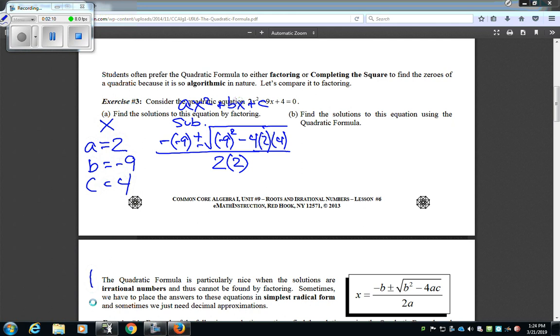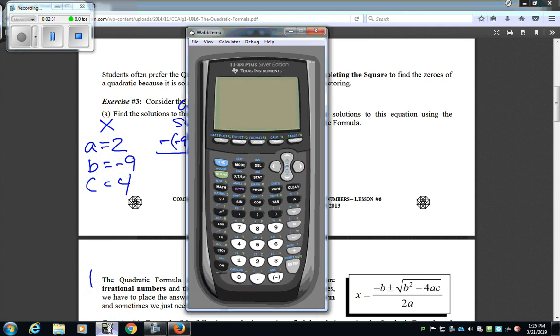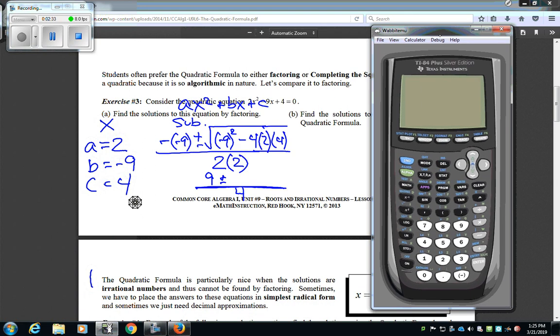Now, the next thing we're going to do is simplify each of the three parts. Now, the first part, before the plus minus sign, is easy. That's just going to be 9, because we have a double negative. The bottom part is easy as well. 2 times 2 is 4. And then the part in the parentheses we'll use the calculator for. So I'm going to take my calculator out, and I'm going to type in those numbers underneath the radical sign.